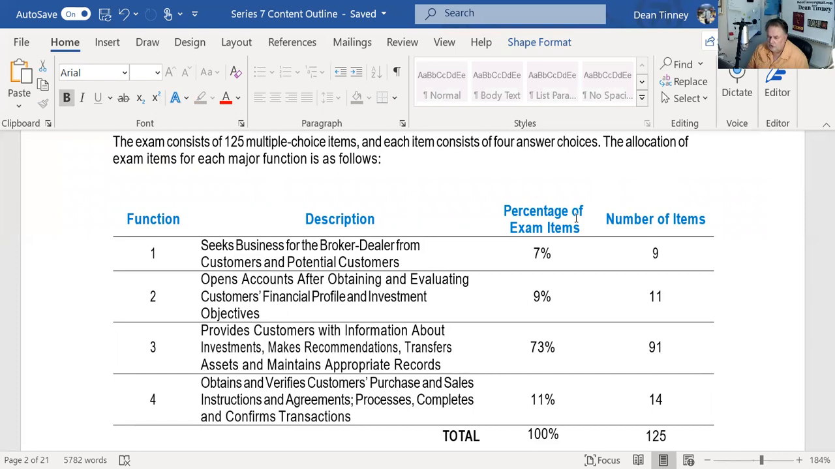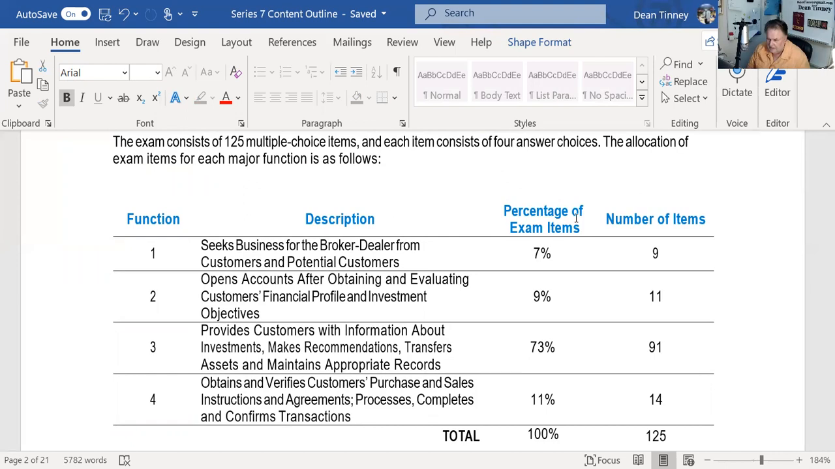As you see here, function 1, the test writing committee gets together and they base the exam on what are critical functions to being a broker. And function number 1 that the committee decides is critical is seeking business for the broker-dealer from customers and potential customers. New accounts are the lifeblood of a baby broker. If you can't open new accounts, you're going to be in trouble. Now, by the way, the test assumes you're a retail broker at Edward D. Jones or Merrill Lynch or somewhere like that, where you're going to be building a book of business. I know a lot of you are not, but that's what you need to assume in terms of taking your test.